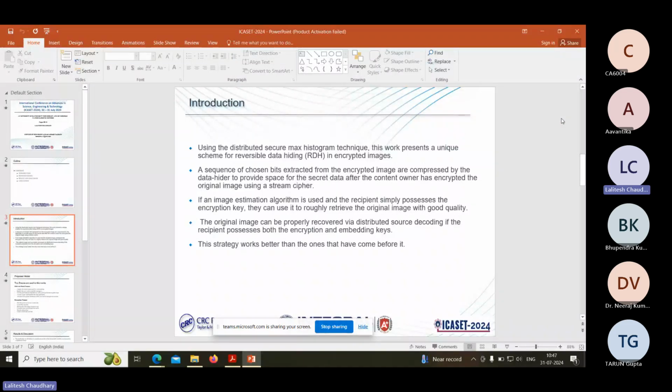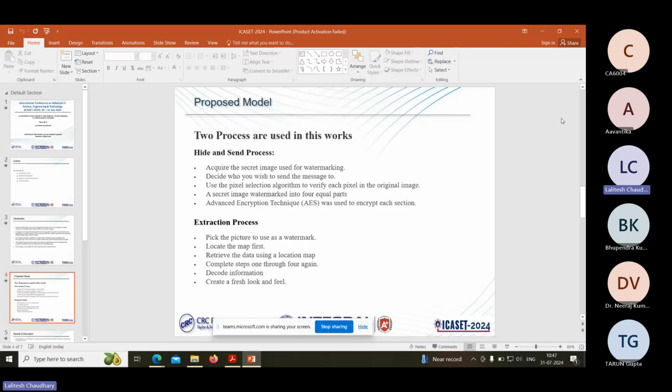Proposed model. Two processes are used in this work: the hide and send process and the extract process. In the hide and send process, acquire the secret image for watermarking, decide who you wish to send the image to, and use the pixel selection algorithm to verify each pixel in the original image. The secret image for watermarking is split into 4 equal parts. An advanced encryption technique was used to encrypt each section.